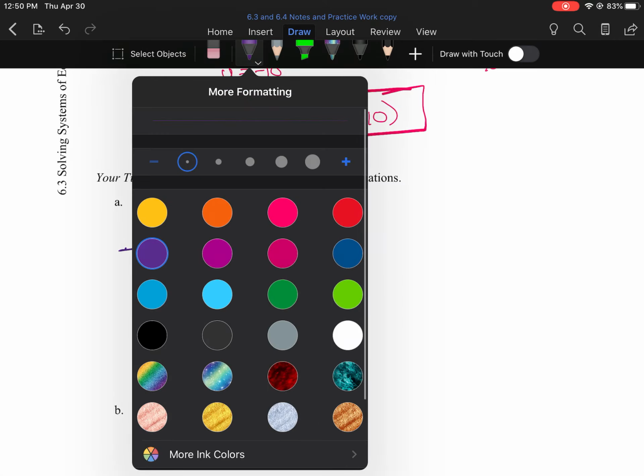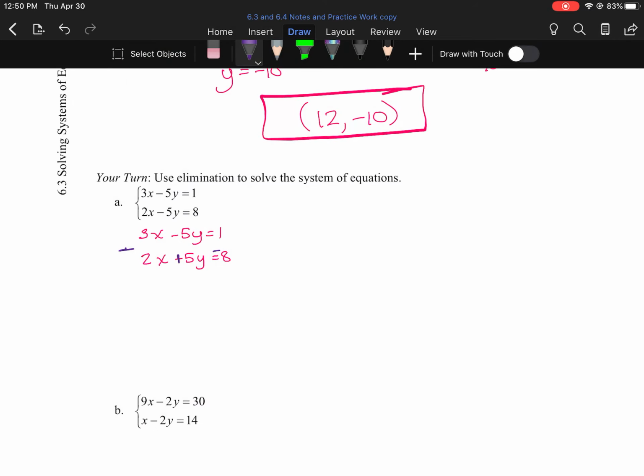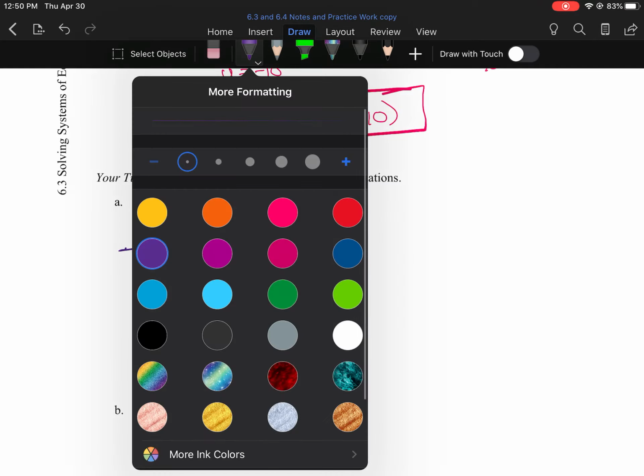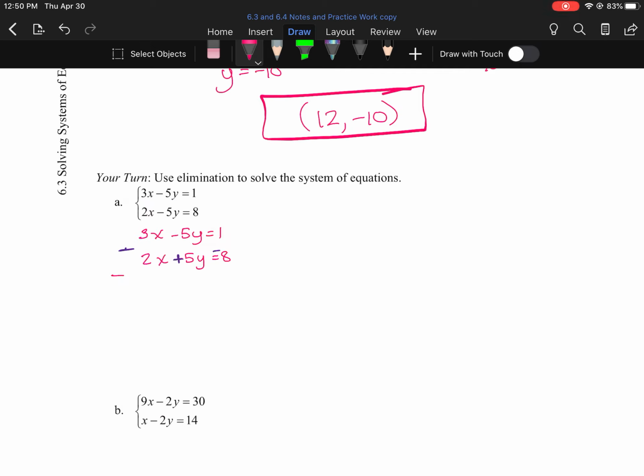Notice how for this one, I have now changed that y was negative, but since I'm subtracting, 2 negatives make it a positive. So I went ahead and changed that.